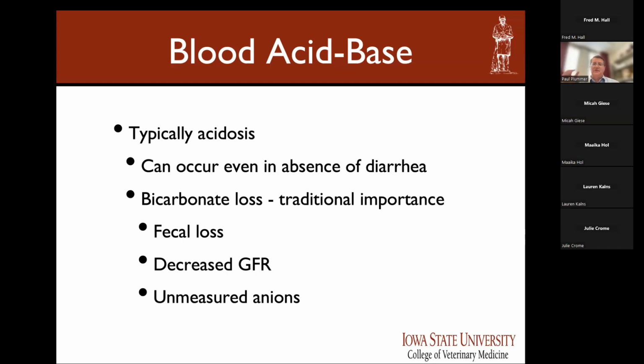Traditionally, we've associated this with bicarbonate loss. Bicarb is an alkaline, high pH, and as diarrhea occurs, that bicarb sometimes comes out in the feces. We have changes in the kidneys' management, that's what this GFR is. Kidneys change their management of acid-base status. And then we have some of these unmeasured anions, which are products that are produced by the bacteria and GI organisms that then can go into the bloodstream.